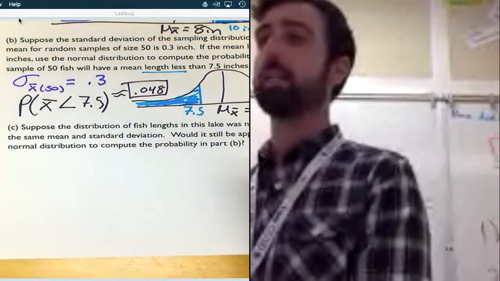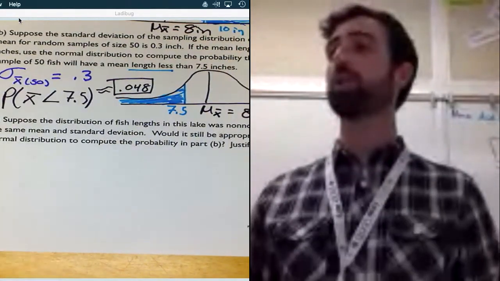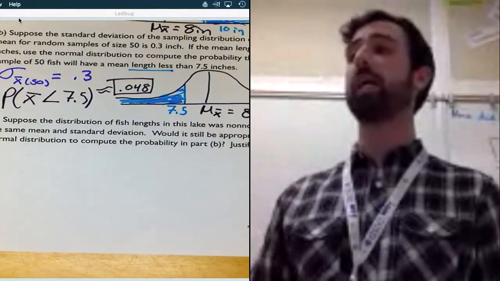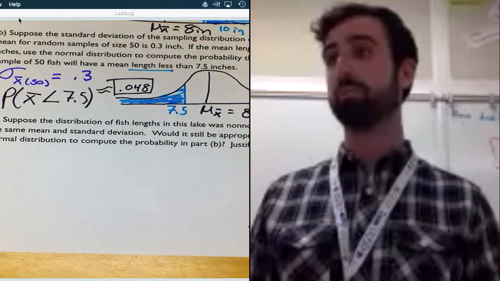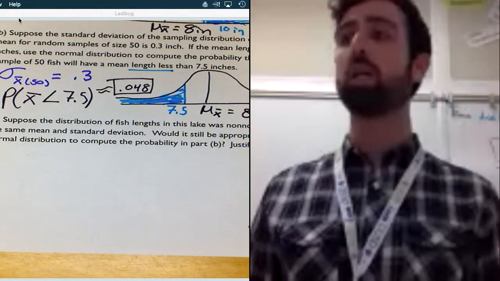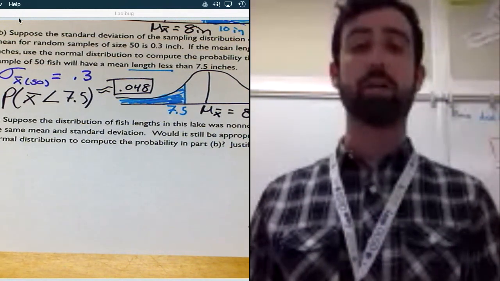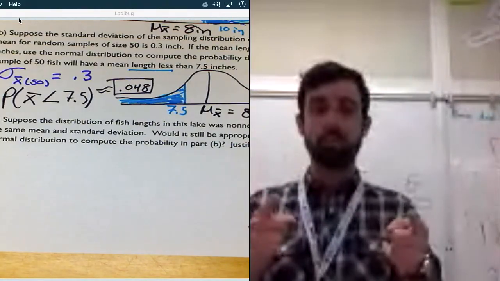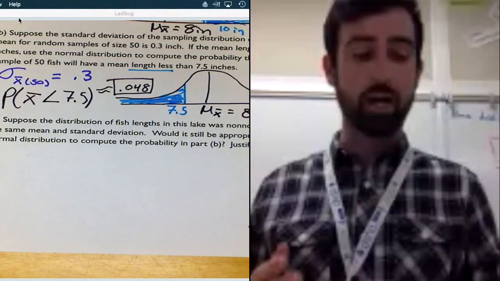All right. Let's dive into C. Suppose the distribution of fish length in the lake was not normal, but had the same mean and standard deviation. Would it still be appropriate to use the normal distribution to compute the probability in part B? Justify your answer. Central limit theorem all over, right?